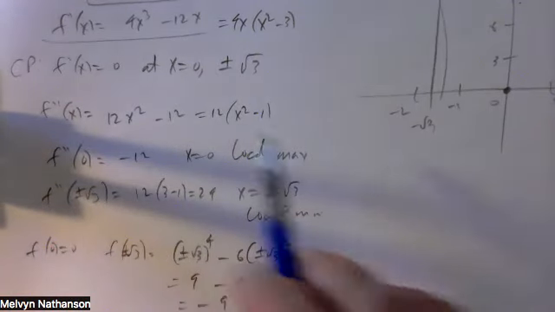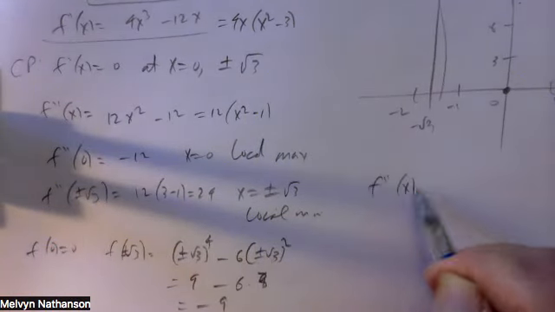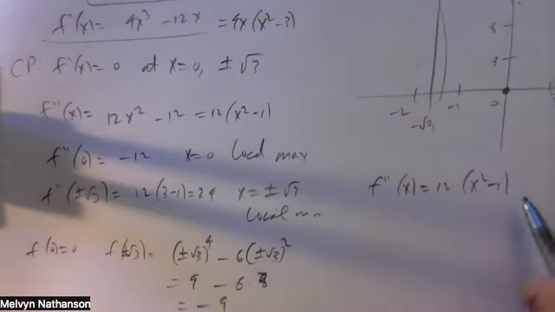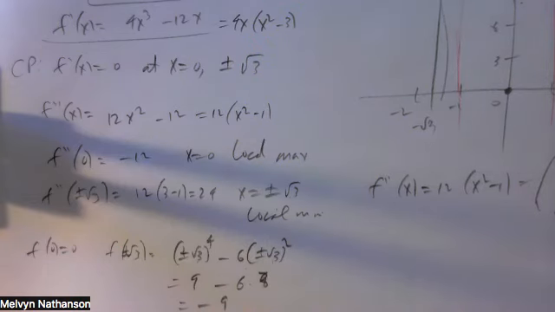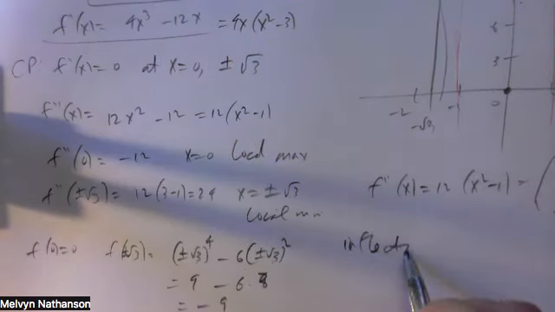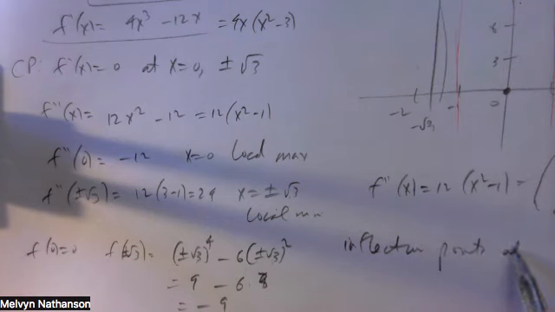What about the second derivative? We have f double prime of x is 12 times x squared minus 1. This is greater than 0 if the absolute value of x is greater than 1, and less than 0 if the absolute value of x is less than 1. So from minus 1 to 1, the curve is concave down. Bigger than that, the curve is concave up. So we have inflection points at x equal plus or minus 1.